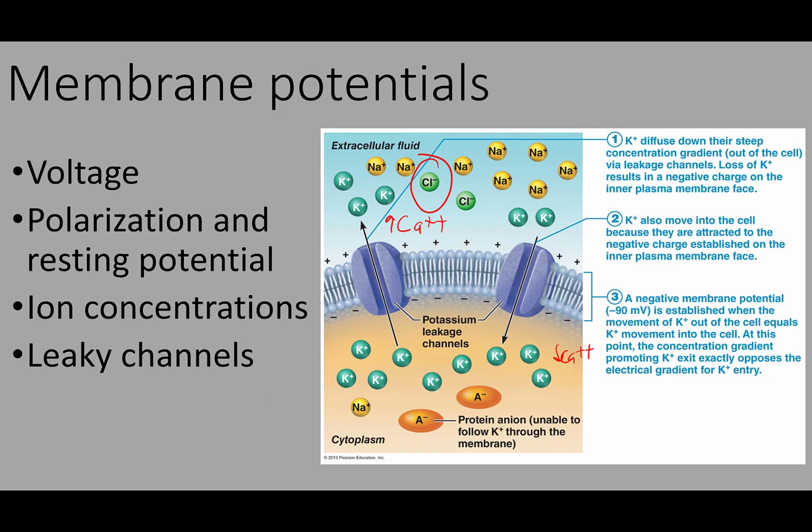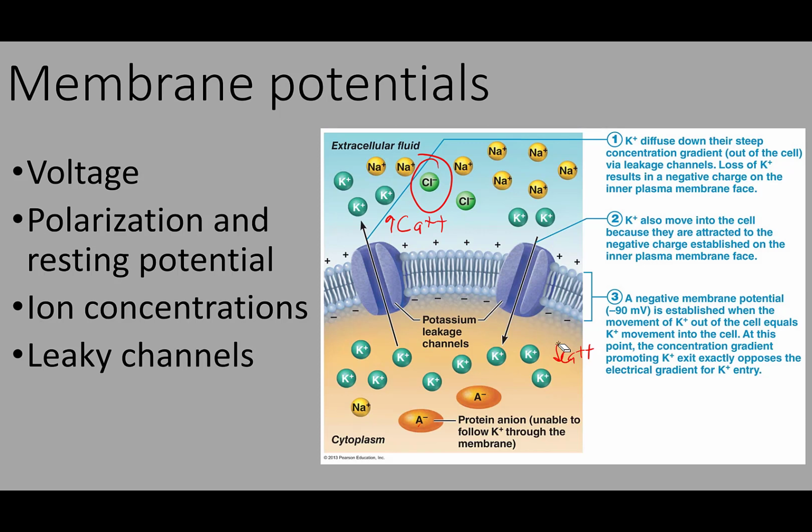And there are really big proteins with negative charges. We just call them anions. The A here is not a chemical symbol. It is an abbreviation for anion. They have negative charges, really big, lots of negative charge, high inside the cell, low outside the cell.